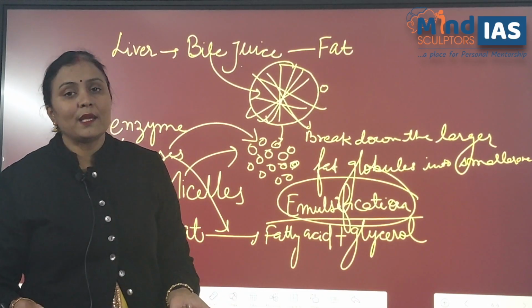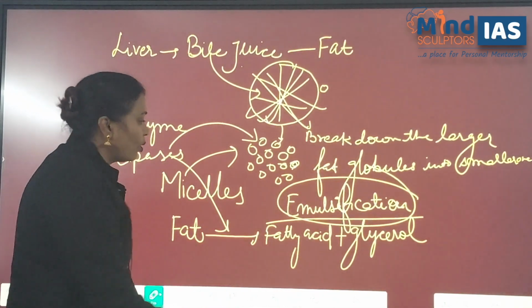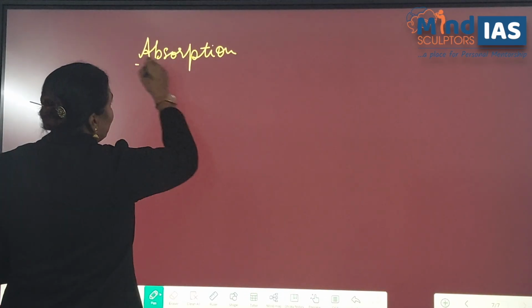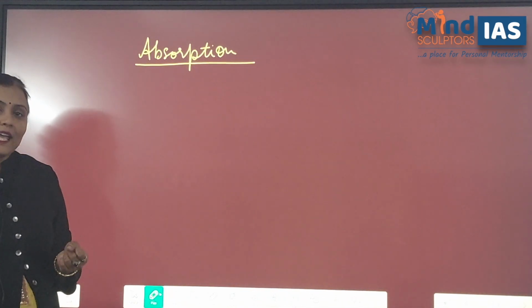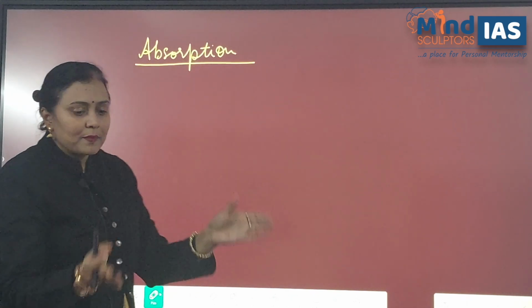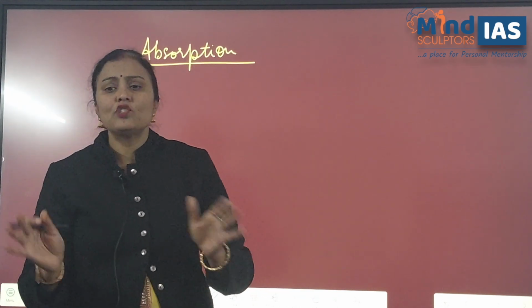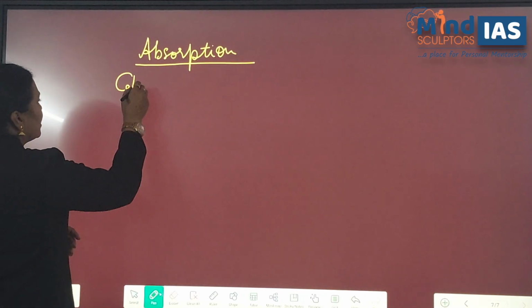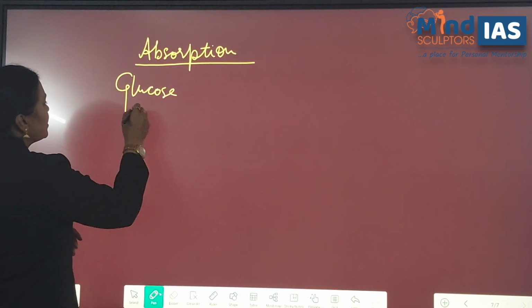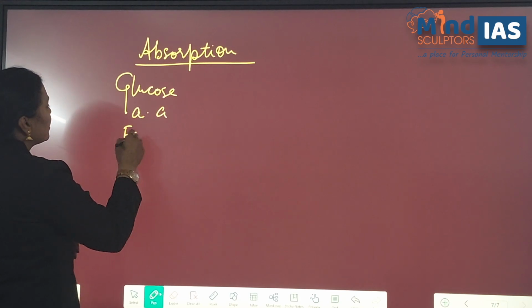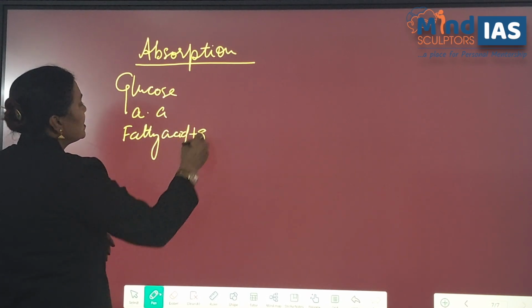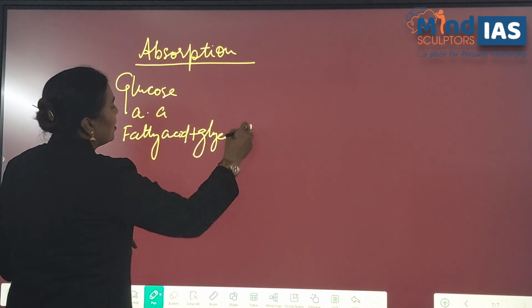So the third step in the process of digestion is absorption, the most important. So the next process is absorption. All the complex food substances change into simpler substances like glucose, amino acids, fatty acids plus glycerol.